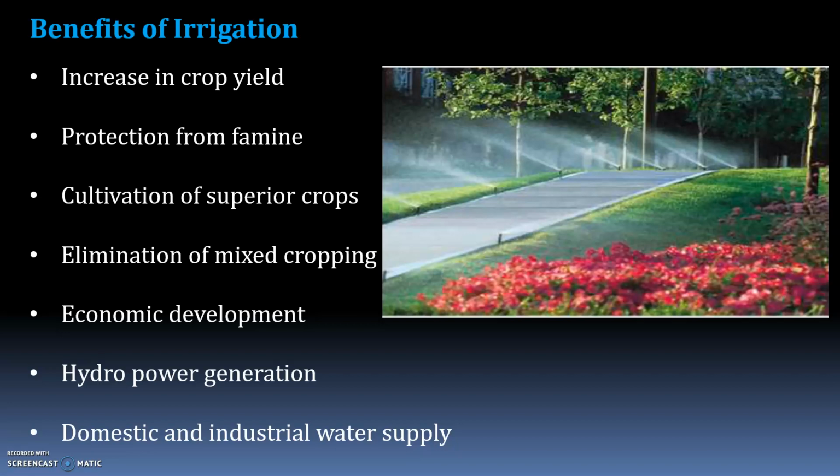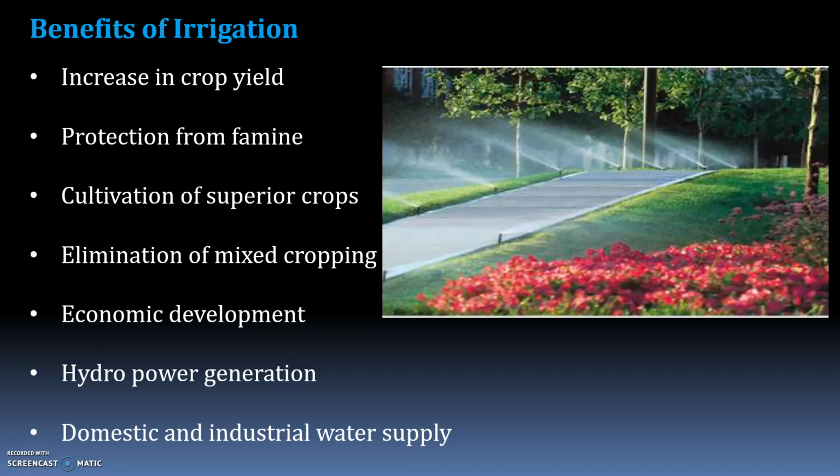And also we can say increasing prosperity of people. Here what happens, due to irrigation facility, the value of land is increased, and also due to the increase in the yield of the crop and due to the growing of cash crops, the farmers become prosperous, and thereby their living standard is improved.